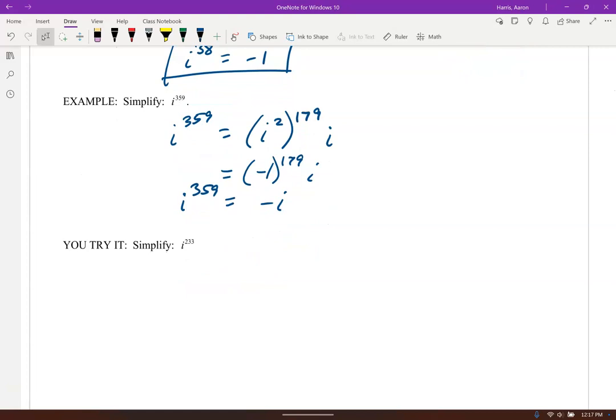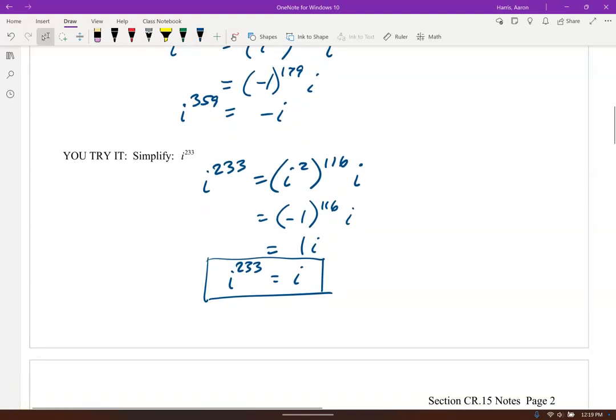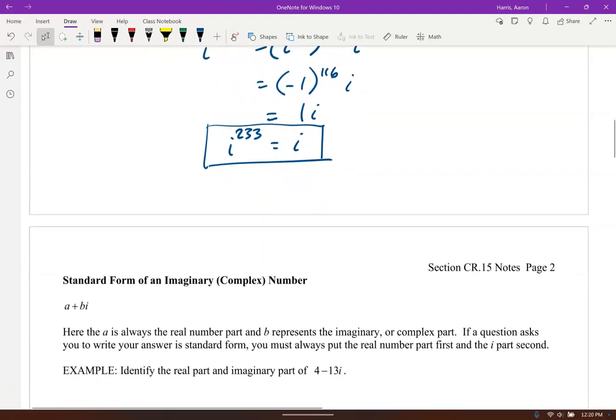i to the 233, what would that be, you guys? There's your work for that one. You take i squared to an even power, 116. So negative 1 to an even power is positive 1. And you've got an i left over for all 233 i's.